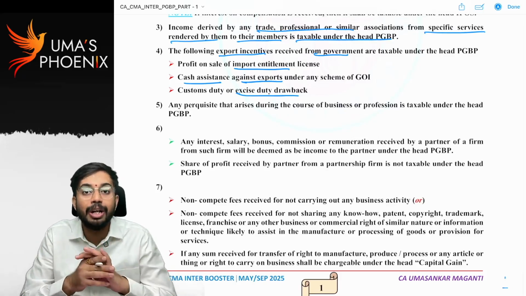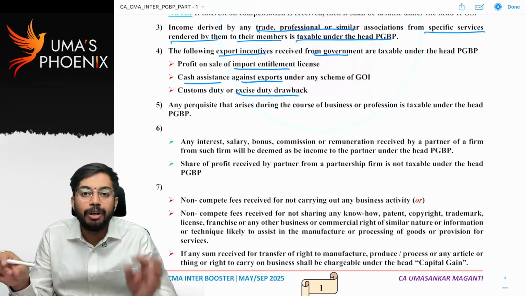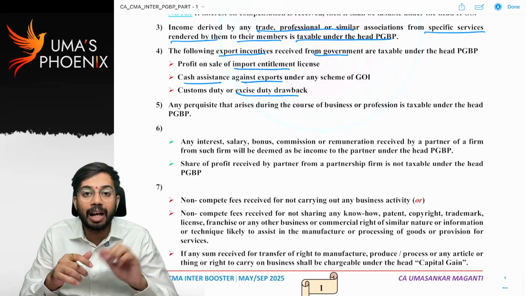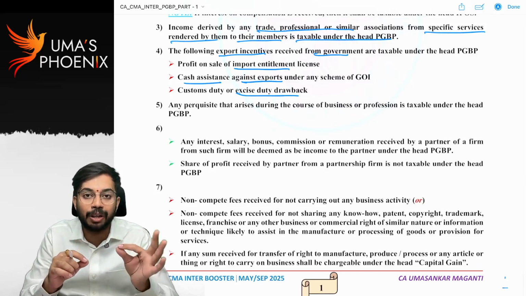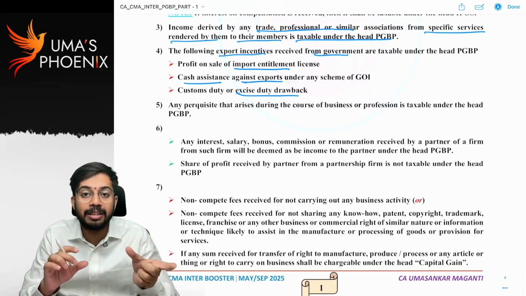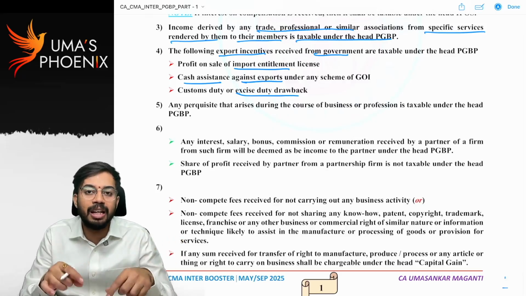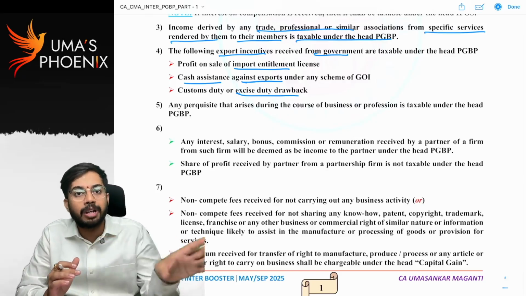We call it duty drawback. I purchased 1 lakh worth of steel to manufacture bottles. On 1 lakh rupees, I paid 18% GST. So how much is GST on 1 lakh rupees? 18,000 I paid on purchase of steel. Using this steel, I manufactured bottles. All these bottles I exported outside India.